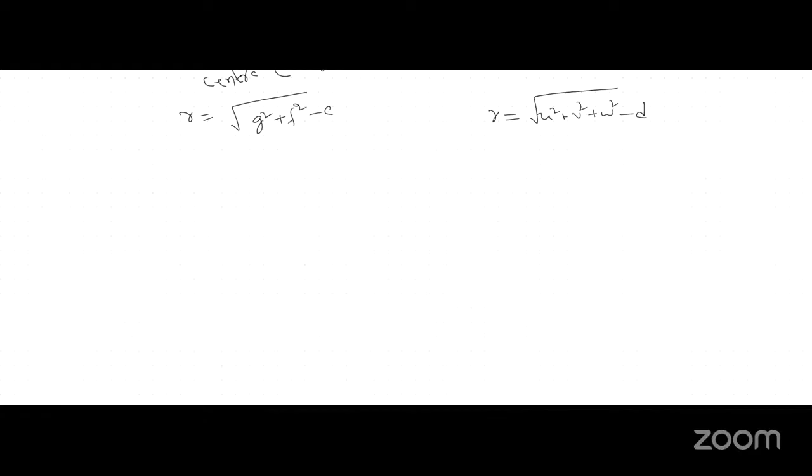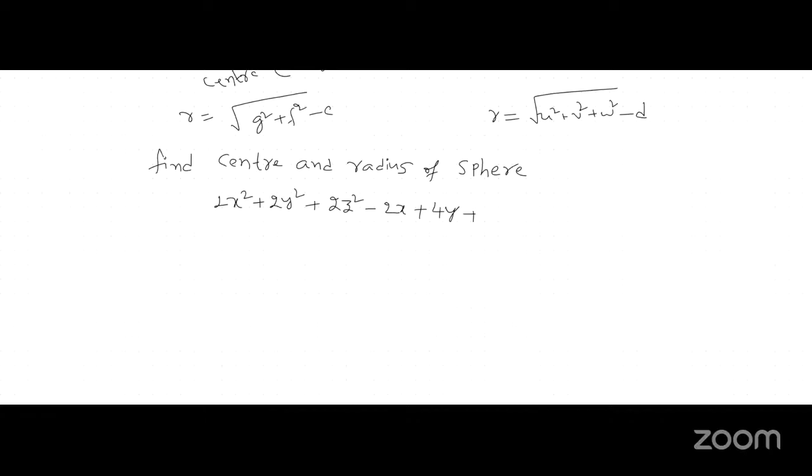So in a short answer, find the center and radius of this sphere: 2x square plus 2y square plus 2z square minus 2x plus 4y plus 2z plus 3 equal to 0.